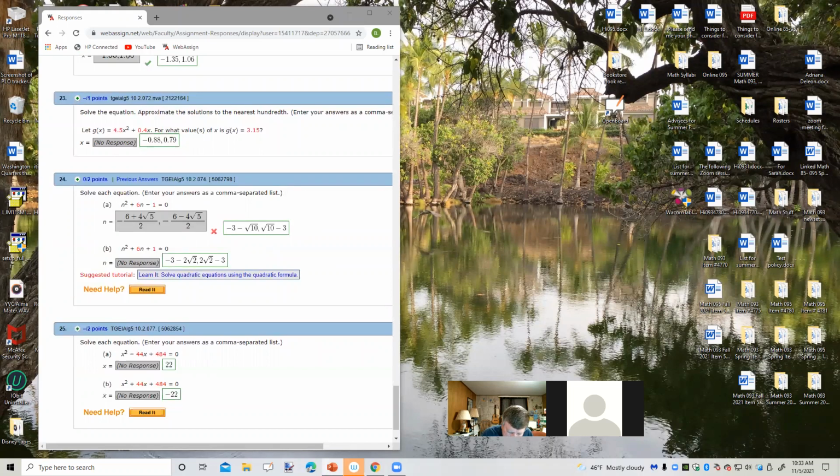It says let g of x equal 4.5x squared plus 0.4x. For what value or values of x is g of x equal to 3.15? Okay, so let's go back to the whiteboard screen.